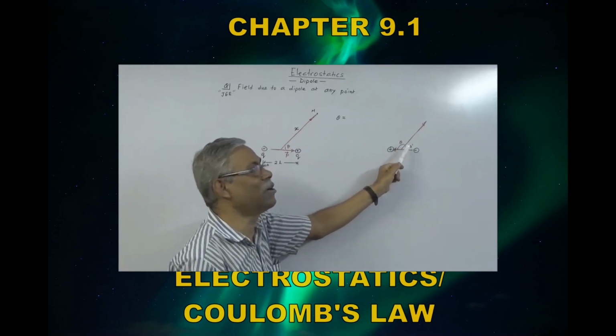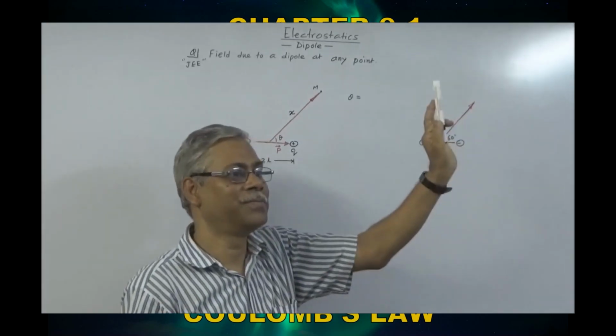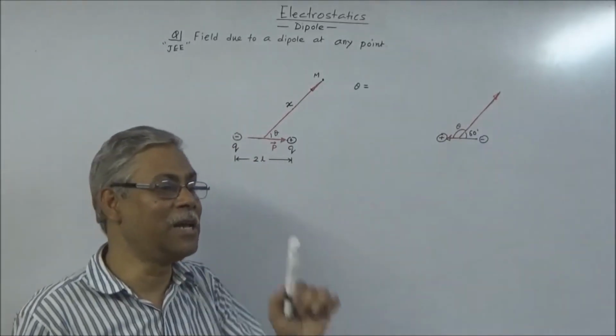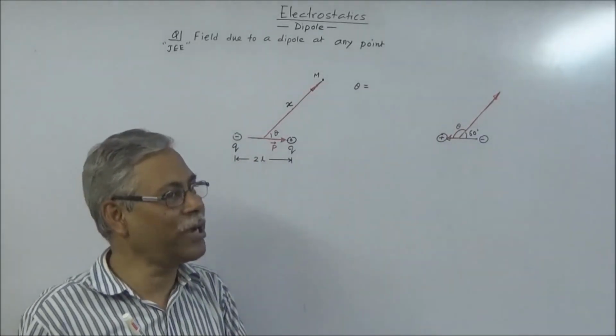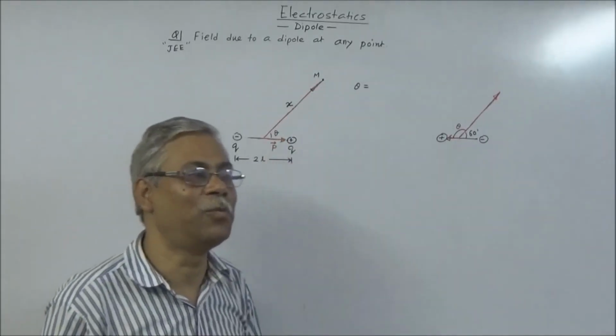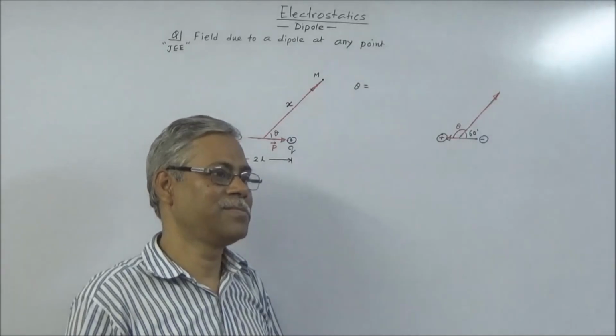If you use theta equal to 60 degree, then you will be wrong. You will have to put theta equal to 120 degree. It is the angle between two vectors. Okay, one is position vector of M, the other one is the dipole moment vector.